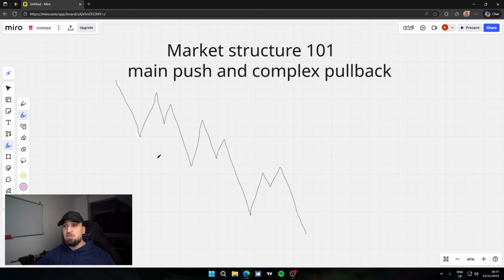So in this case, I'm going to be showing you. The first one is that extreme supply zone. This is the origination point of the extreme supply zone. So that means that this would be that point.